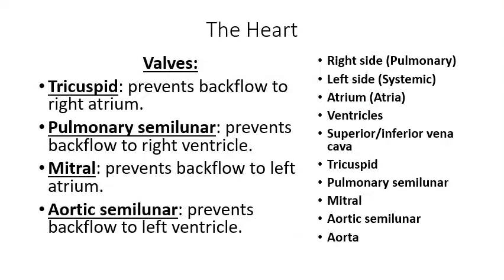Okay, so let's look at the valves one more time. The tricuspid valve is located between the right atrium and the right ventricle. It prevents backflow to the right atrium from the right ventricle. The pulmonary semilunar valve prevents backflow from the lungs back into the right ventricle. The mitral valve is located between the left atrium and the left ventricle, and it prevents blood from flowing backwards from the left ventricle into the left atrium. And the aortic semilunar valve prevents backflow of blood from the body back into the left ventricle.